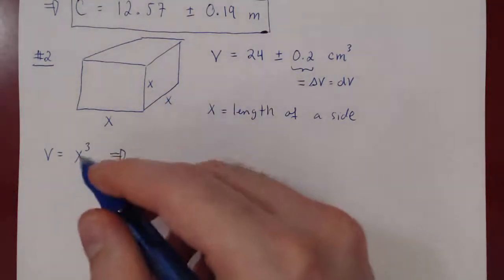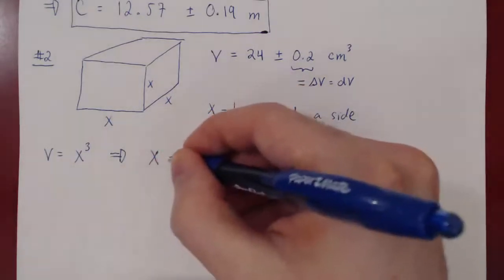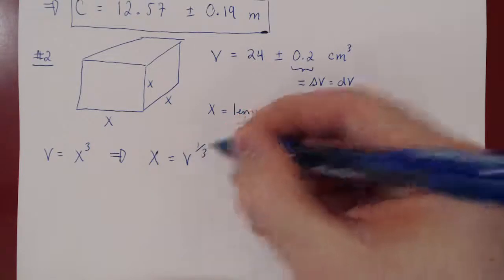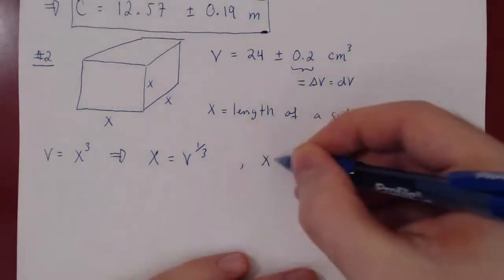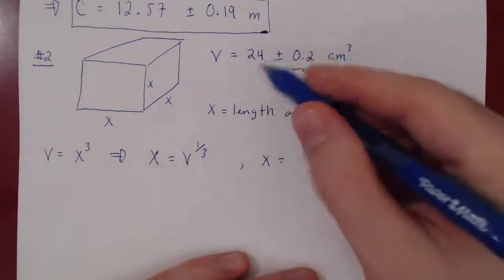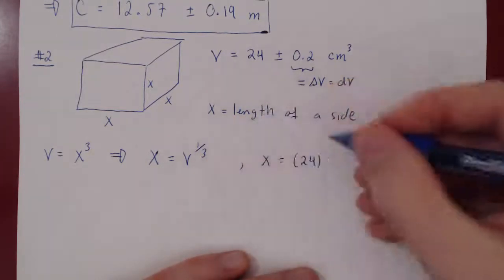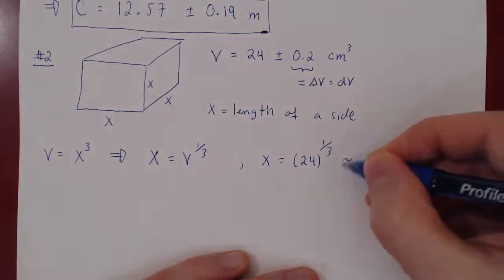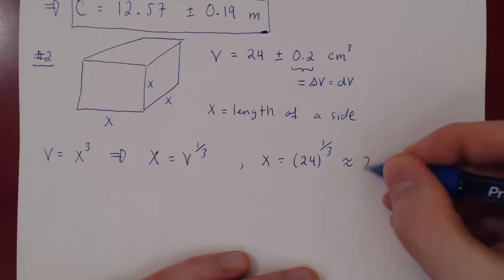But it's pretty easy to solve for x as a function of v, taking the cube root on both sides. x is simply the cube root of the volume. And now we're good to go. Let's evaluate the value of x and then find the uncertainty. x is the cube root of the volume. We found a value for the volume of 24 centimeters cubed. This is the cube root of 24. If you compute this on your calculator, you will get approximately 2.8845 centimeters.